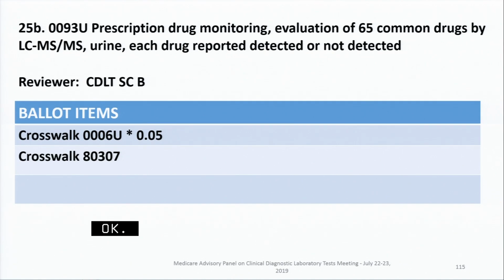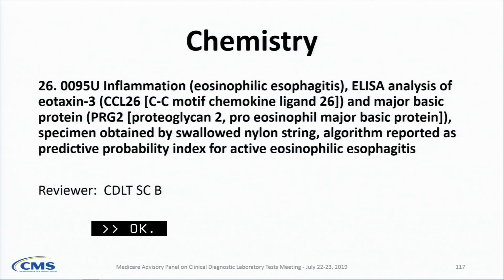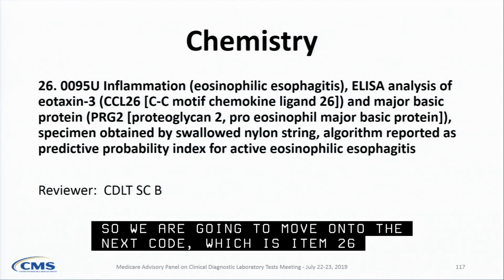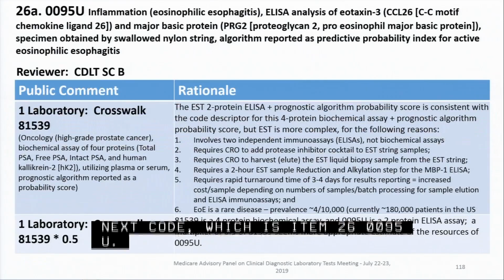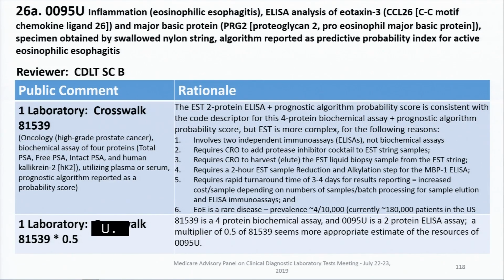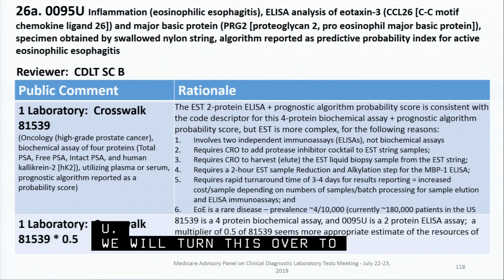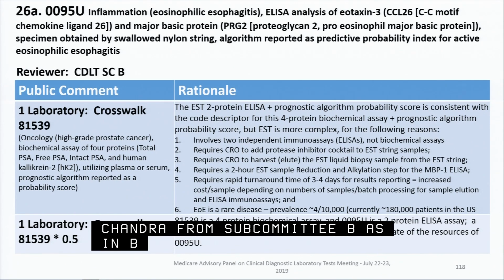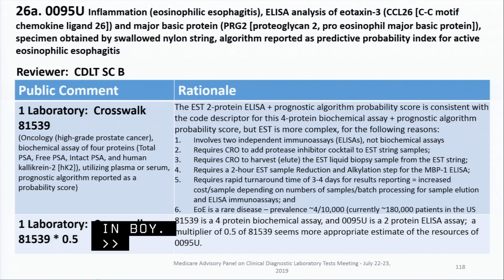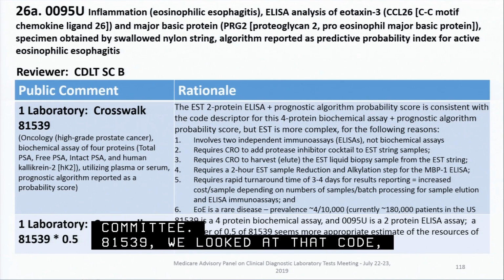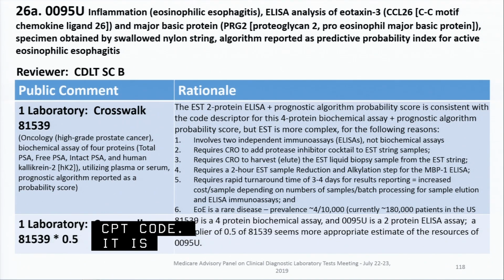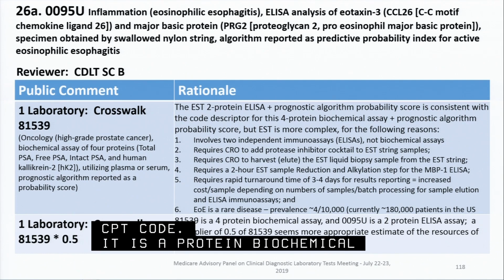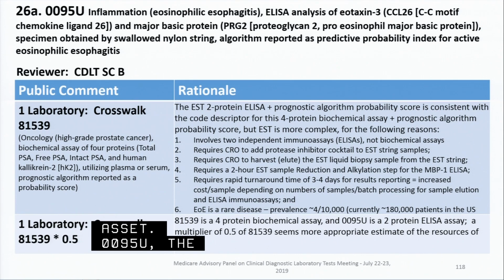Okay, so we're going to move on to the next code, which is item 0095U. It's an eosinophilic esophagitis related code, and we're going to turn this over to Dr. Chandra from Subcommittee B as in boy. Hi, Karen. Thanks. We discussed this amongst the committee. 81539, we looked at that CPT code, and it's a 4-protein biochemical assay. And the 0095U is a 2-protein ELISA assay, and so we felt that the most appropriate crosswalk here would be 81539 times 0.5.